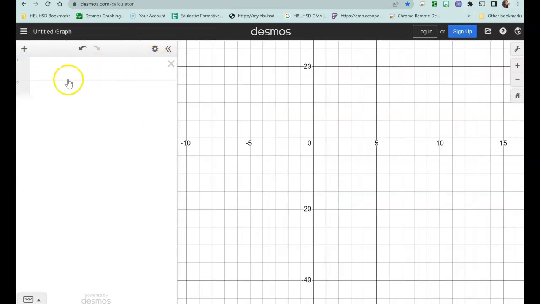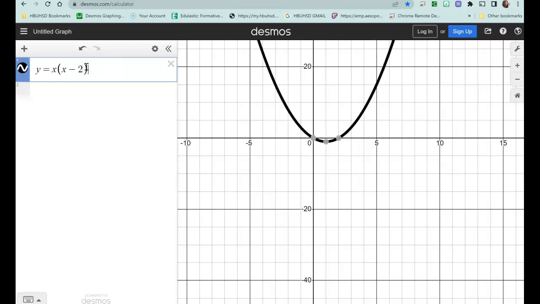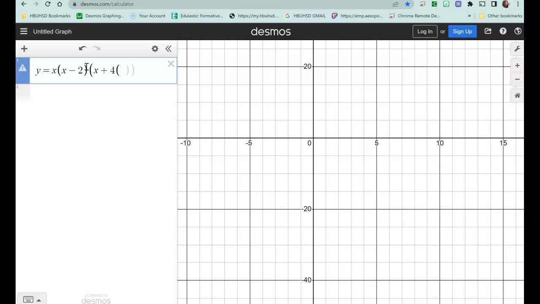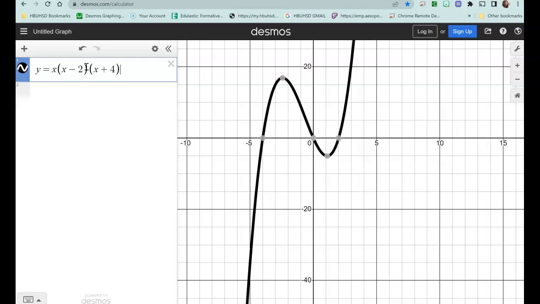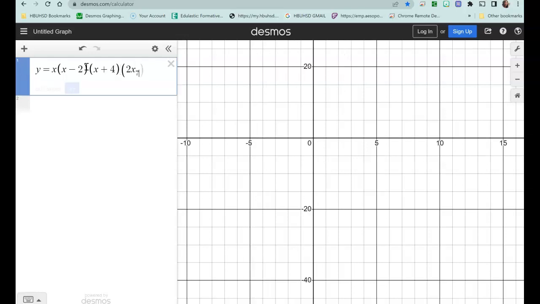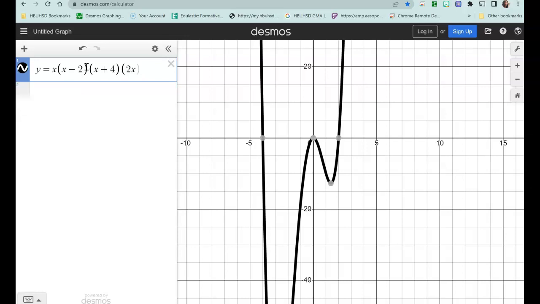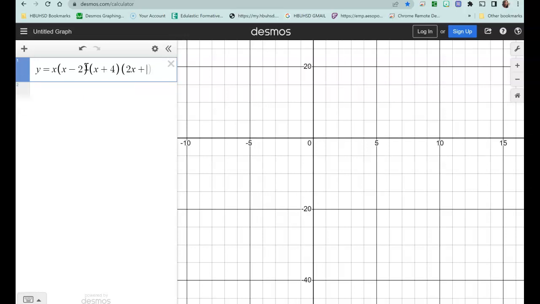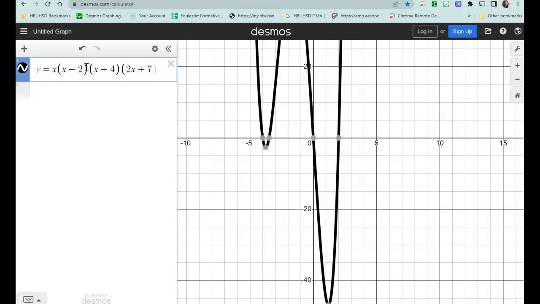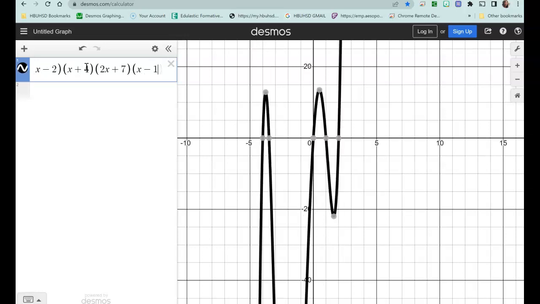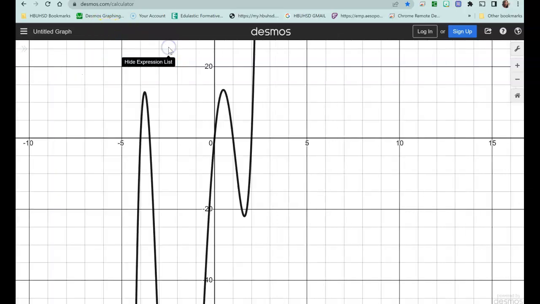Okay. All right, Owen, can you read me the equation again? Y equals, I know it's x times two x plus seven times... Whoa. I'm sorry, two x minus seven or plus seven? Minus seven. And then the last one was what? Minus one. All right. Oh my, it looks like I'm having a heart attack.